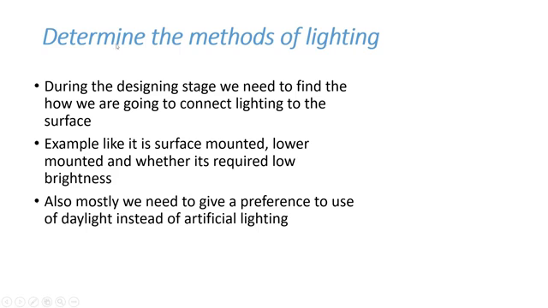Then the second step, determine the method of lighting. It's very simple. Before we design, we need to find how we are going to connect the lamp to the surface. We need to find whether we are going to connect the lamp directly surface mounted or lower mounted, or whether we require only low brightness. These things we need to understand first, and based on that we calculate the lux levels.